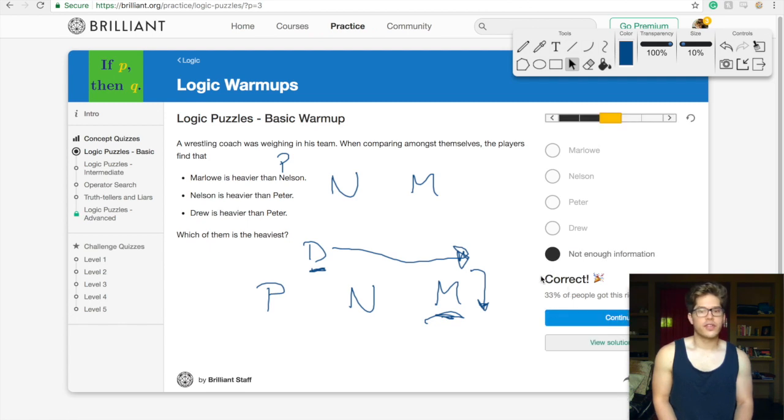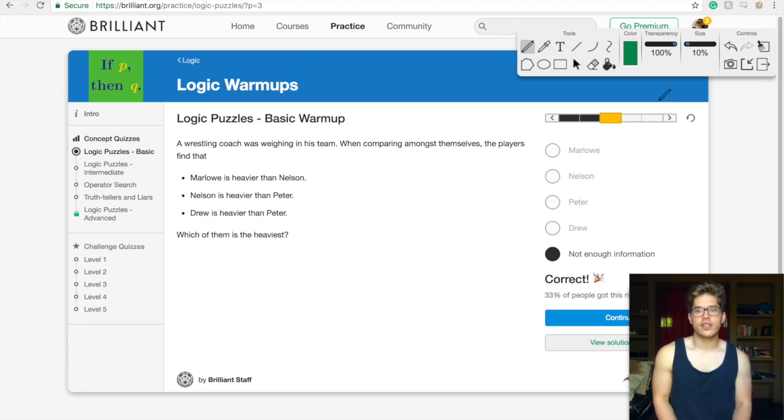Awesome. Yeah, so this can be tricky sometimes. Recognize that it just says that Drew is heavier than Peter. Well, that would be a true statement if Drew was placed here, or if Drew was placed here. We don't know Drew's exact placement. Drew could be the heaviest, and so that's why not enough information was given. Alright, let's continue forward.